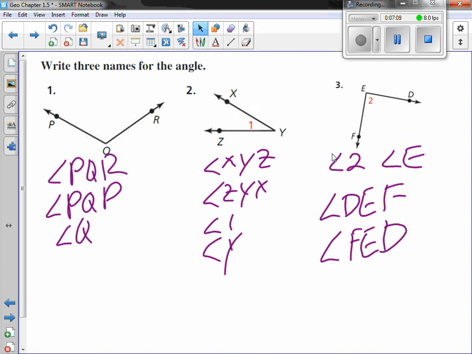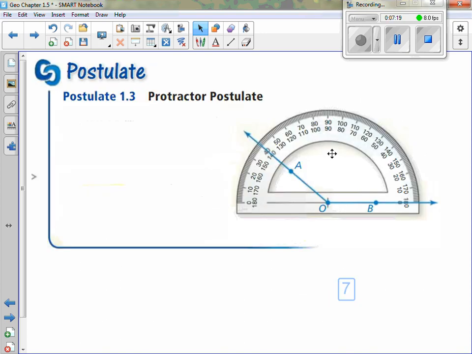So you don't have to have all those down in your notes. I'm just listing them up there, so if you want to go back and re-see it and check on them, you can. Since we're good with these, I'm going to move on to the protractor postulate.